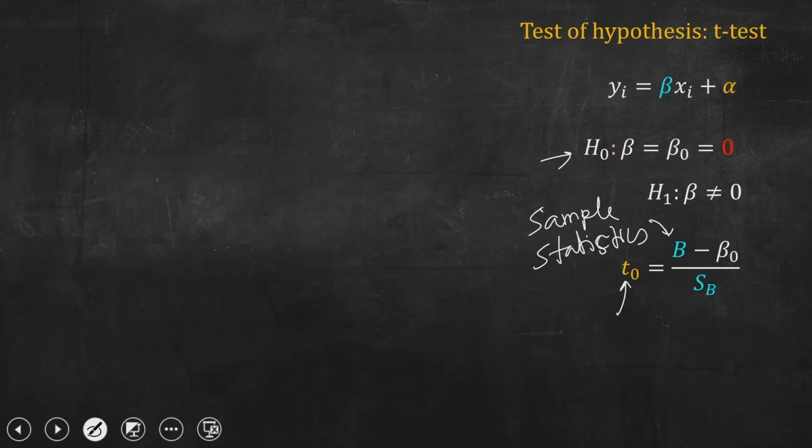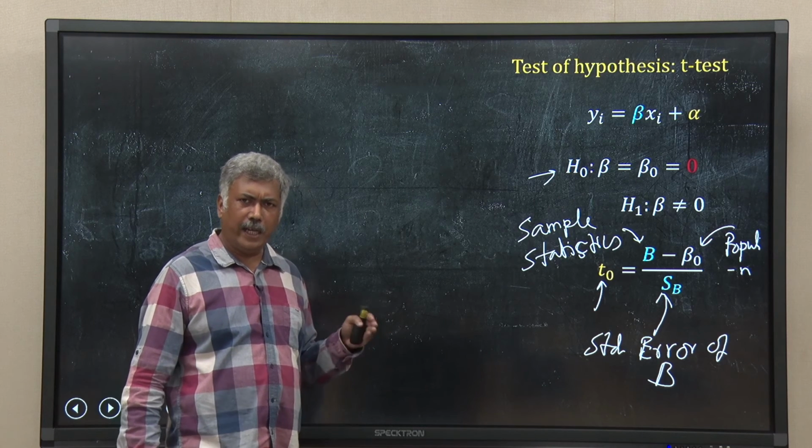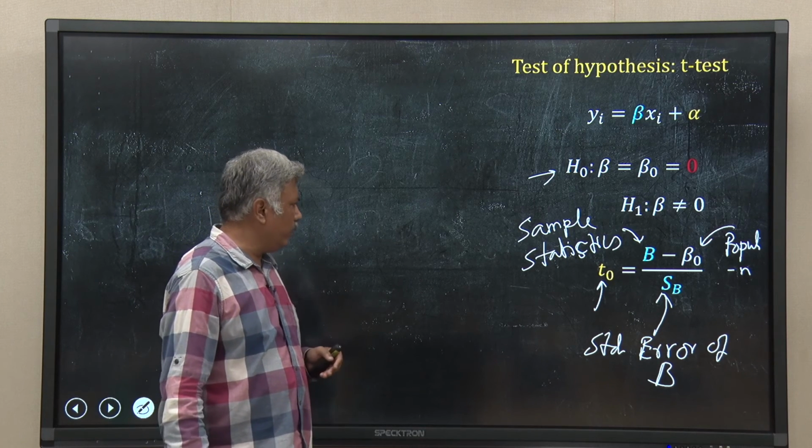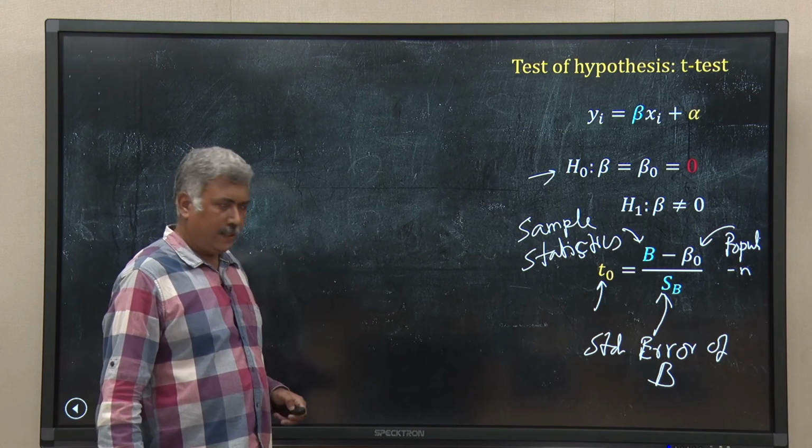This is a coefficient for the sample, whereas beta naught is for the population. This is a population parameter, and in the denominator we have the standard error of B. There is a way to calculate the standard error of B. I have not discussed that, but in R we can very easily do that. So, I will skip that mathematical part. So, this is my T statistics.